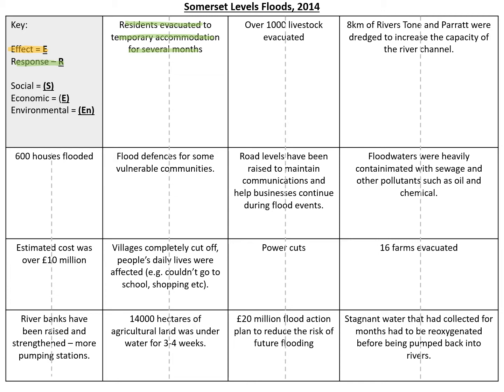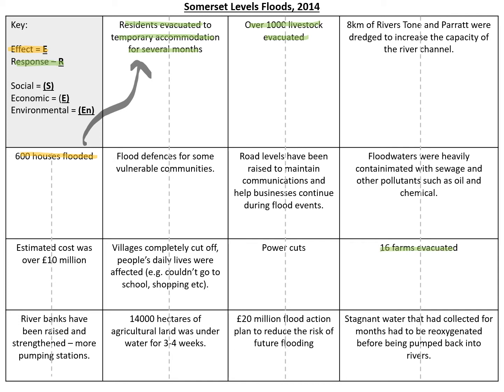And we've got this one here. It says 600 houses were flooded. So as a result, they had to be evacuated. We had here over 1,000 livestock were evacuated, so animals, so that they weren't left unable to eat because the ground's been saturated, or to die. So they were evacuated. 60 farms were evacuated.